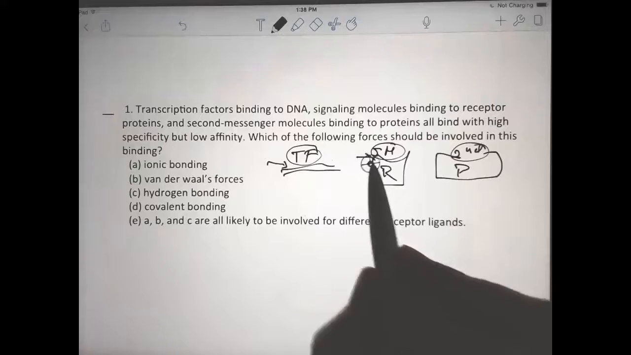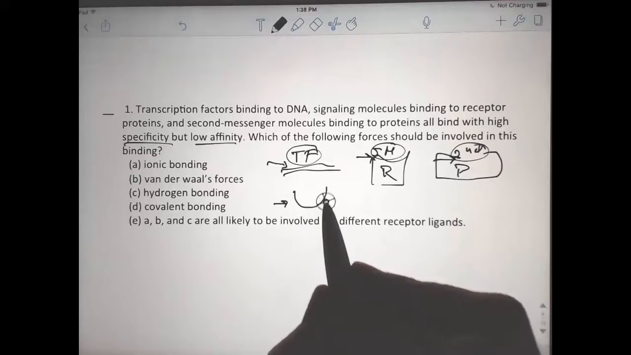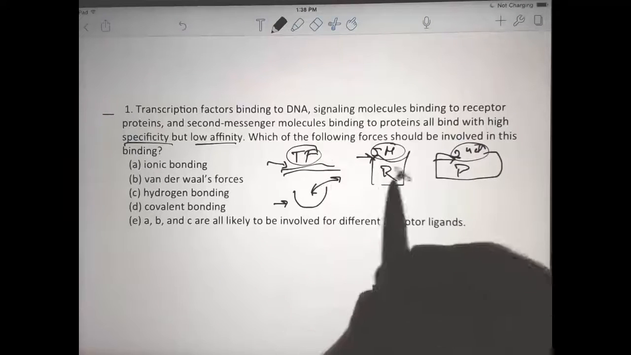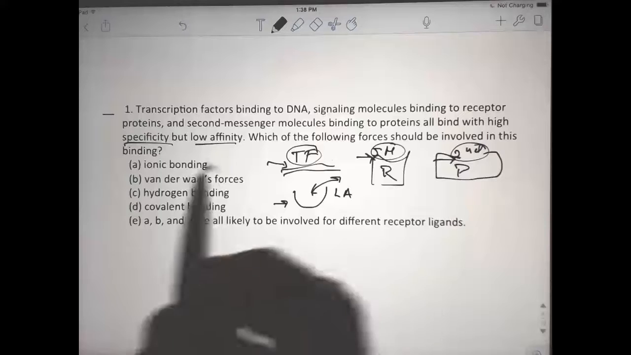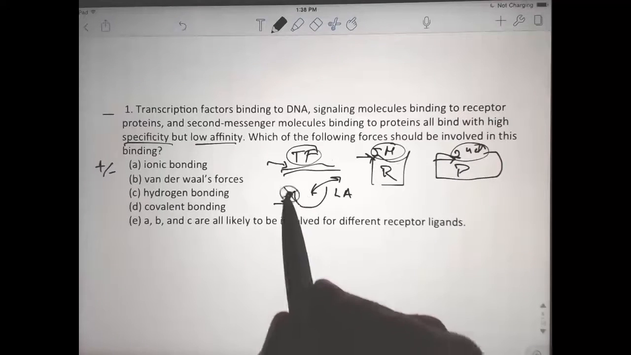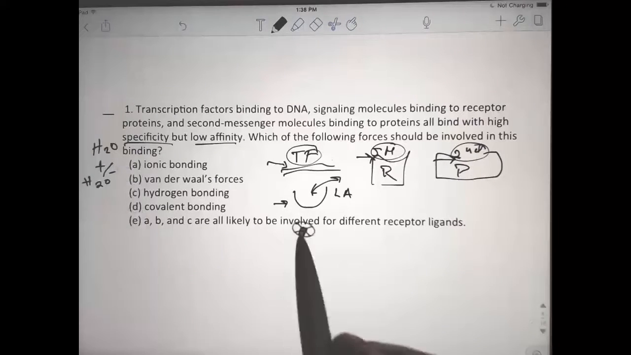It's actually the same thing in all. High specificity means they attach specifically only in that location. Low affinity means they bounce off quickly. Ionic bonding is plus and minus charges interacting with each other. Those are strong forces, but in water, they can be easily disrupted.